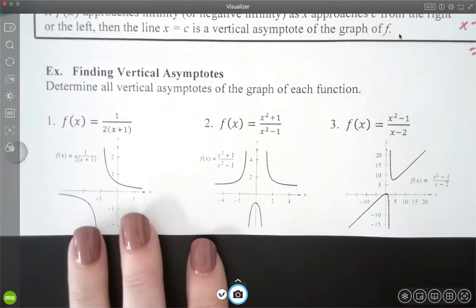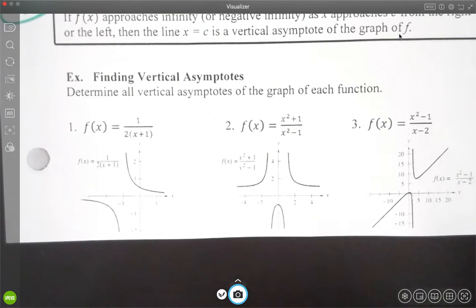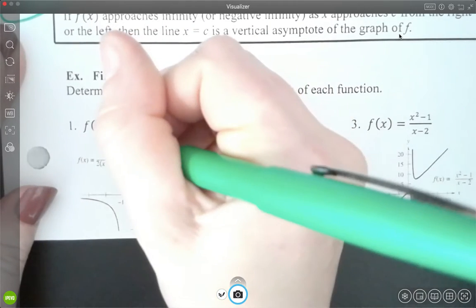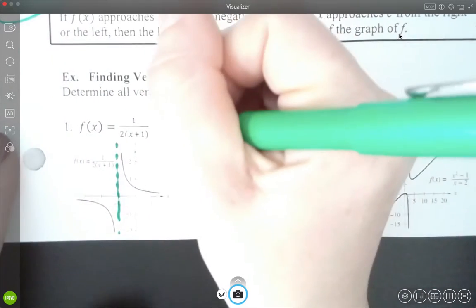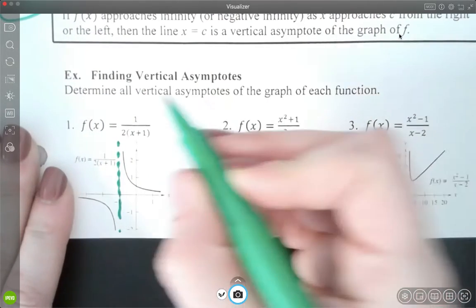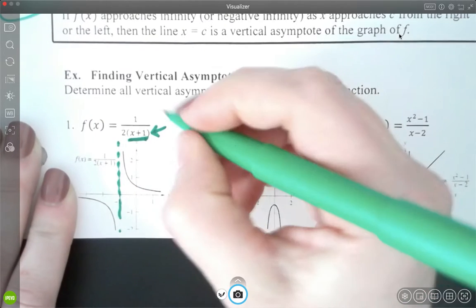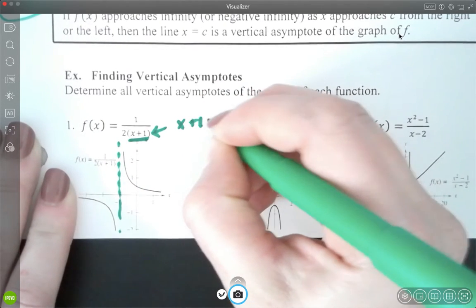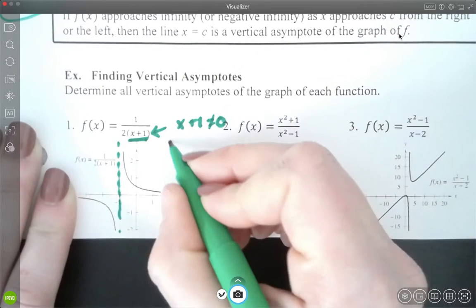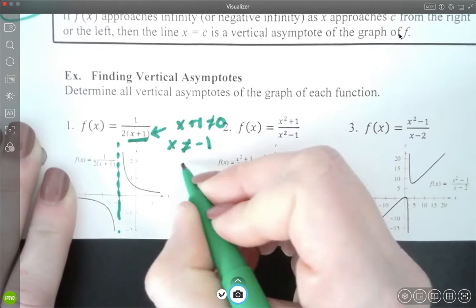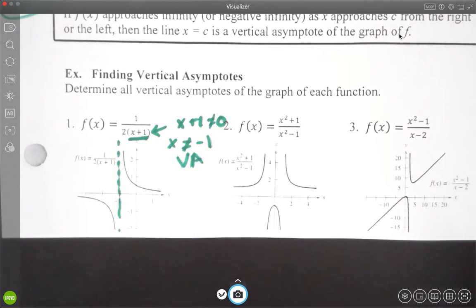Okay, vertical asymptotes. Determine all vertical asymptotes of the graph. This guy right here, where is his vertical asymptote located? How do you know that for sure, that it's at -1? Judging from the equation, how do you know that there's a vertical asymptote there? If you look at the bottom, the x plus 1 can't be 0. So x can't be -1. That's where the VA lives, right? It's like where you find domain. So it's another way of looking at it.